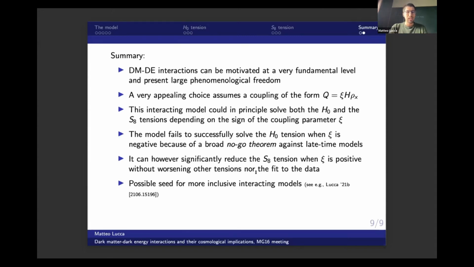Now, since this happens without worsening any other tension, nor the fit to the data, it is, to me at least, an interesting avenue to consider the fact that you could combine this model with additional interaction channels, for instance, photons that only affect the early-time universe, and see whether this multi-interacting model can address both tensions. This is a possibility I considered in this paper, but unfortunately I have no more time to discuss it. So I thank you very much for your attention, and I'm looking forward to any questions you might have.